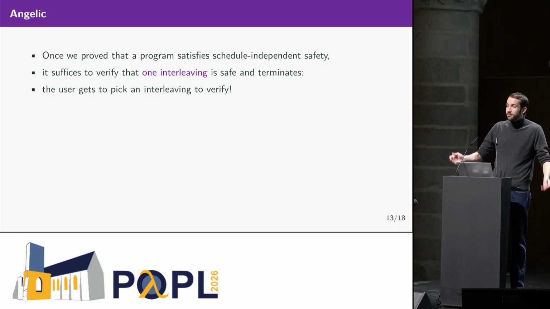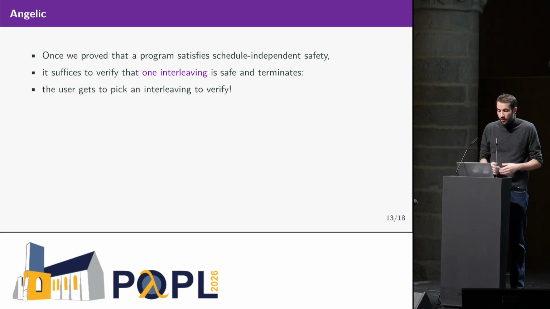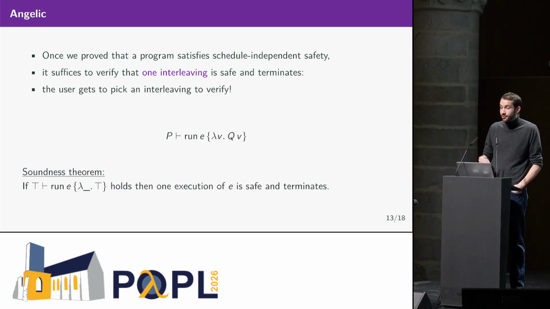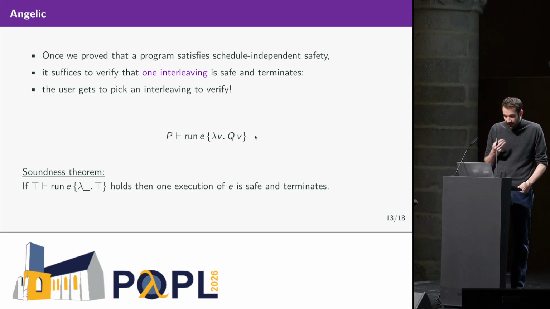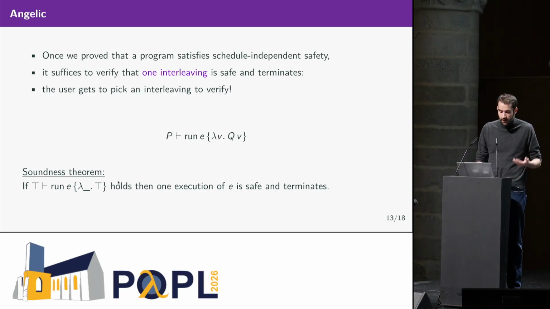All right, now that we know that Dumas satisfies scheduling-independent safety, we can use this property, and now we know that it suffices to verify that one interleaving is safe and terminates to deduce that every interleaving is safe, and then it means that we can pick an interleaving to verify. So for that, we introduce a new program logic called Angelic. It looks like that. You have a precondition, you have this run modality that looks like a weakest precondition, an expression, and a postcondition. And the soundness theorem says that if you are able to verify the program E, then you know that one execution of E is safe and terminates.